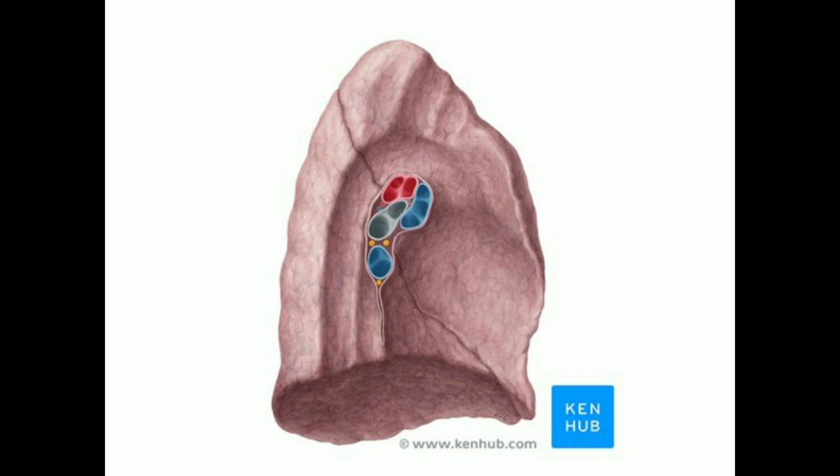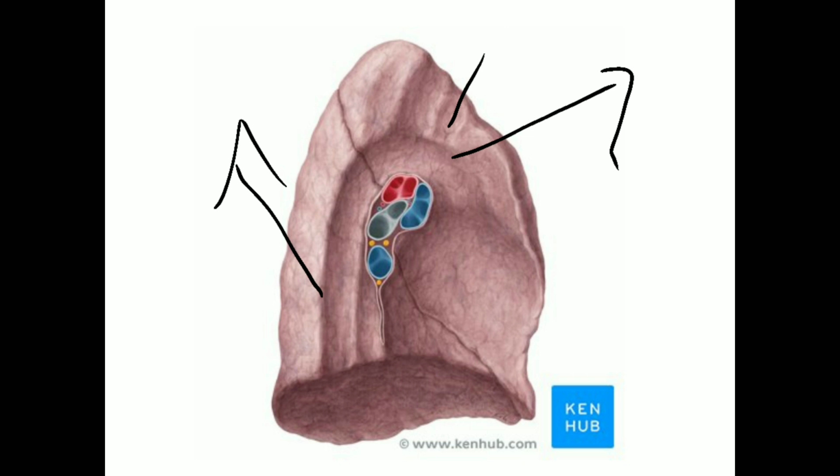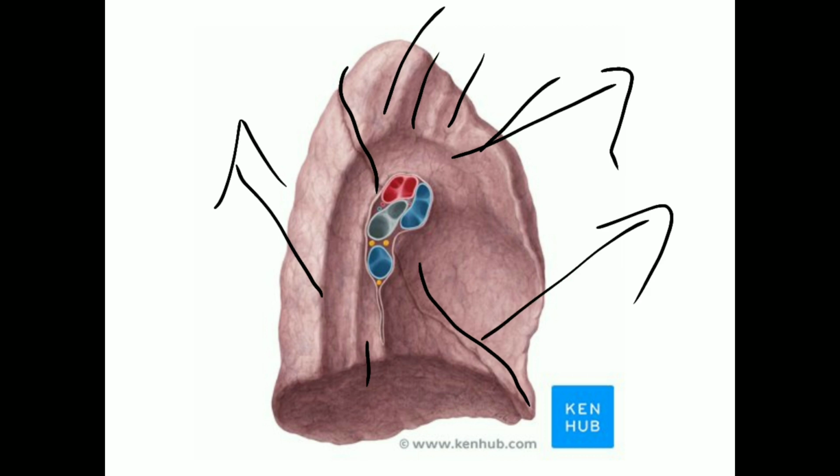Next, the impressions are for the arch of aorta and descending thoracic aorta. You can see the impression for the left common carotid artery, left subclavian artery, trachea, and esophagus here. So these are the features by which you can determine which side the lung is. This is the left lung. Only one fissure is present, called the oblique fissure, which divides it into two lobes, upper and lower lobe.